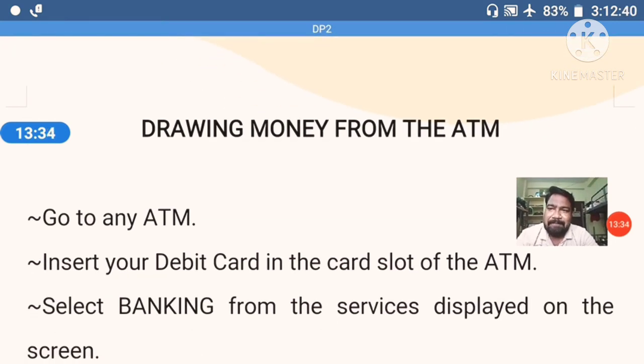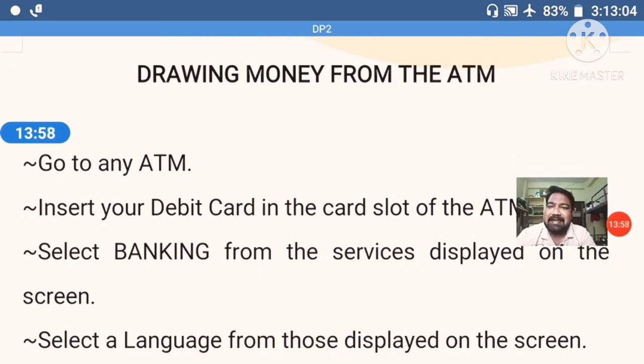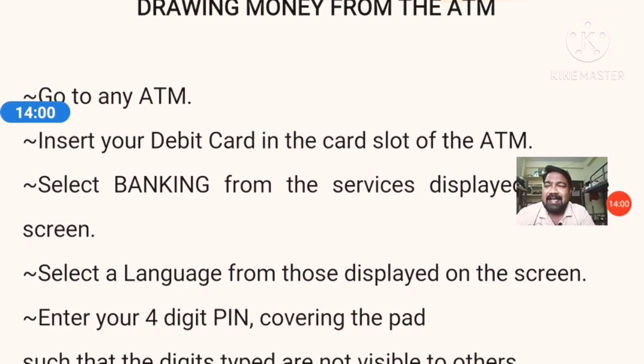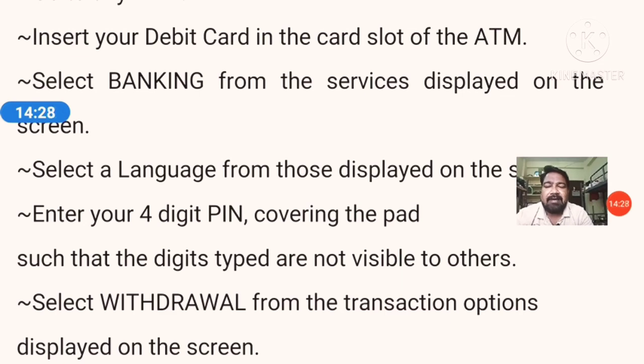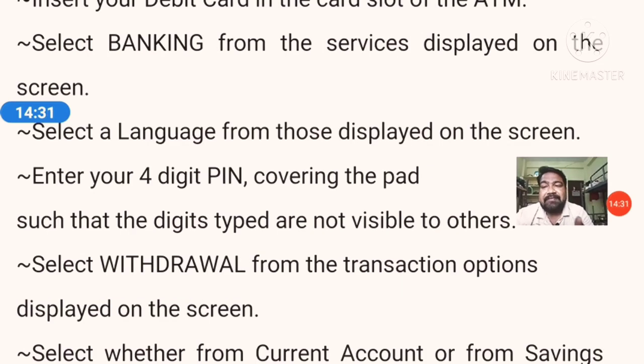Go to any ATM, insert your debit card or your father's debit card in the card slot of the ATM. Then select banking from the services displayed on the screen, and then select a language from those displayed on the screen. Then enter your 4-digit PIN covering the pad. If anybody knows your PIN, they may take our money. So that is why we have to take care while entering our 4-digit PIN such that the digits typed are not visible to others.